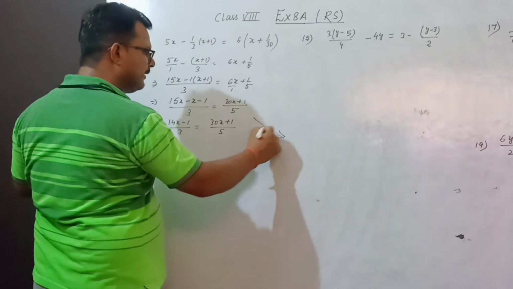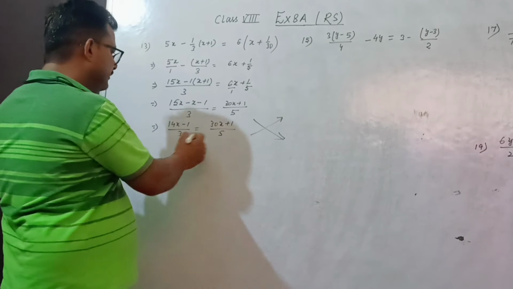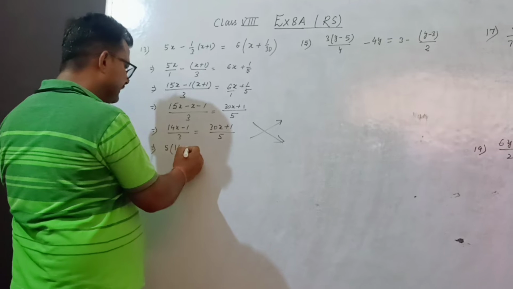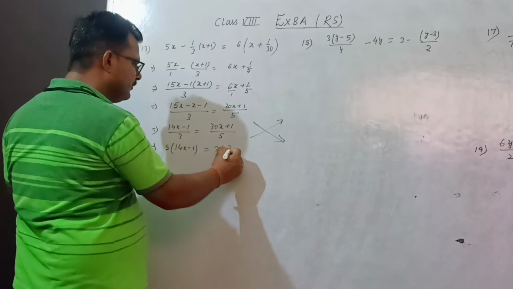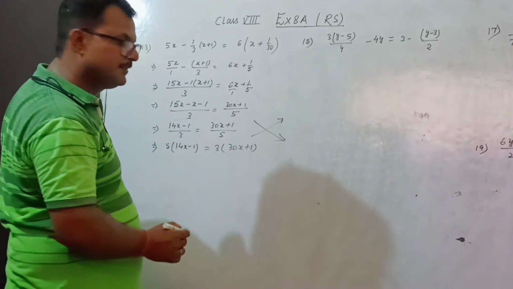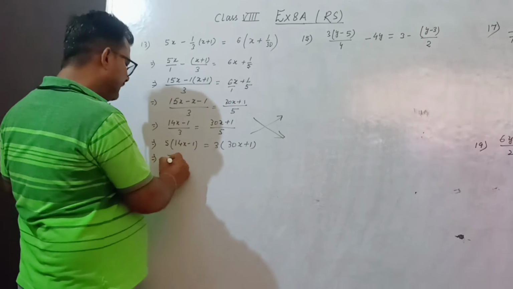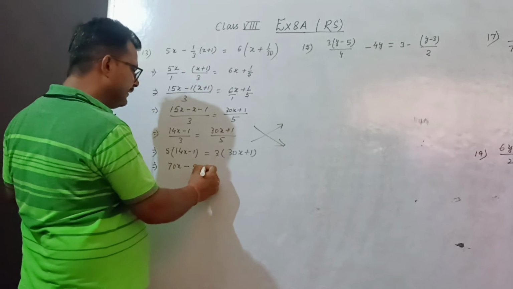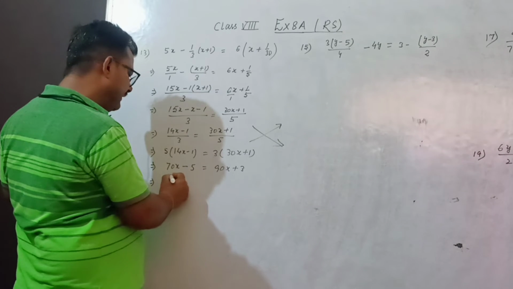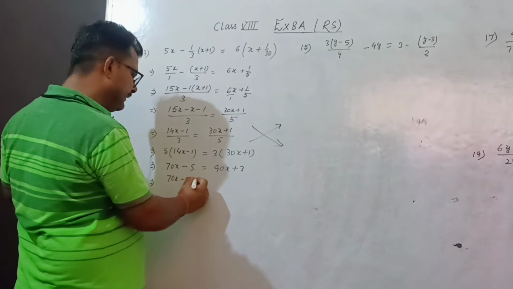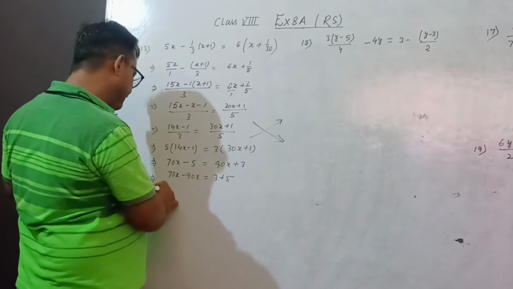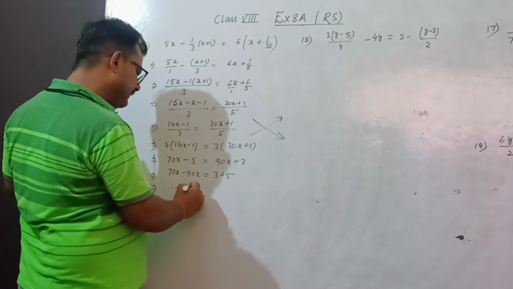You have to do cross multiplication, you know. So this 5 will come here. The 5 into (14x minus 1), 3 into (30x plus 1). Remember students, numbers should be written first. See, 14 times 5 is 70x minus 5. Here 90x plus 3. Now see, 70x minus 90x. Here 3 plus 5. Here it will be minus 20x.